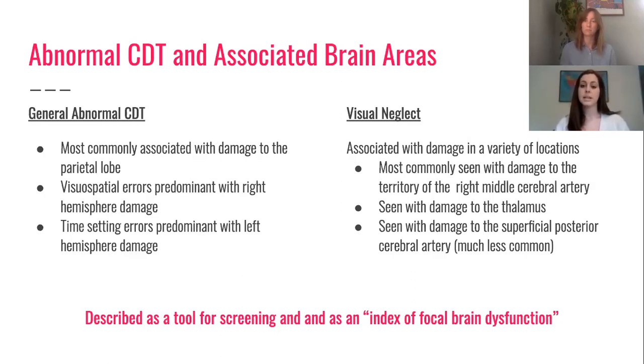Less commonly seen, but still seen, is damage to the thalamus and damage to the superficial posterior cerebral artery. Again, they're much less commonly seen, but it's just super interesting how damage to all these different areas of the brain can still contribute to visual neglect. And then we see that through the CDT.